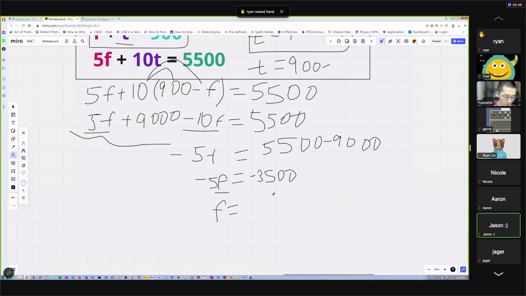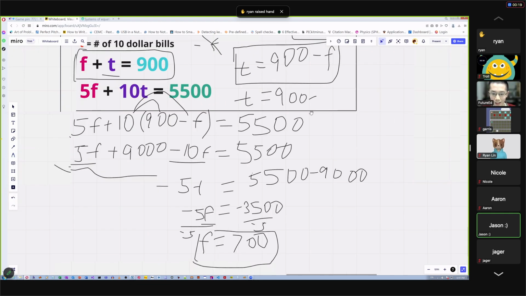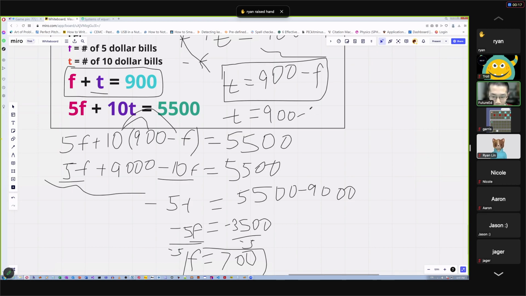Divide by negative 5, right? So if we divide each side by negative 5, we have negative 3,500 divided by negative 5. And what's that? 700. Okay, we now know that F is 700. What is T? I only have 20 seconds left. T is 200. Okay, so T is 900 minus 700, which is equal to 200. Okay, is that the answer?